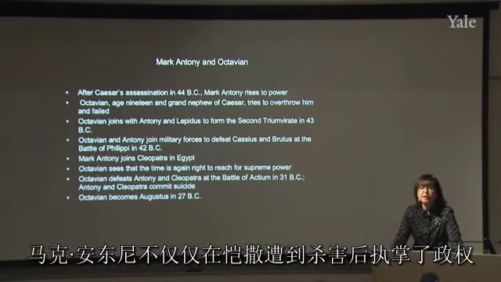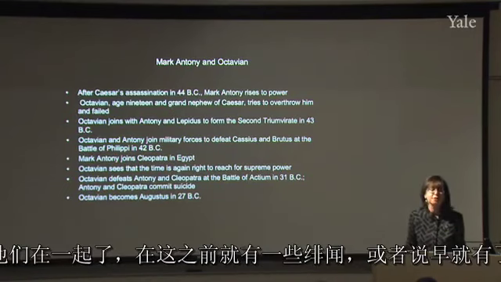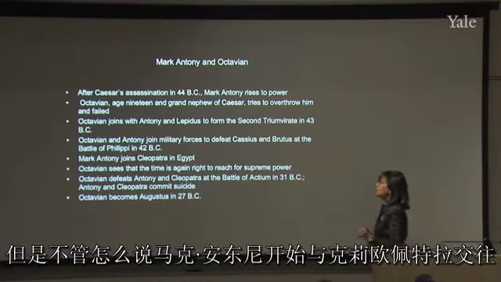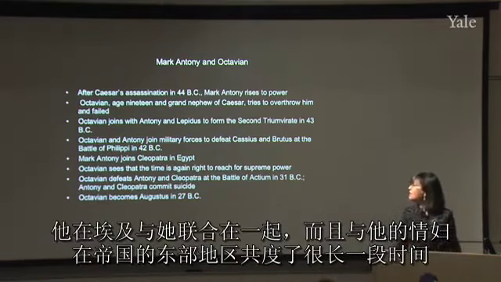Mark Antony not only rose to power after Caesar's assassination, but rose in the life and times of Cleopatra. They had entered into, well, there are some rumors that this happened or began much earlier in time, but at any rate, Mark Antony takes up with Cleopatra, and he joins her in Egypt, and he spends a good deal of his time in the eastern part of the empire with his paramour.